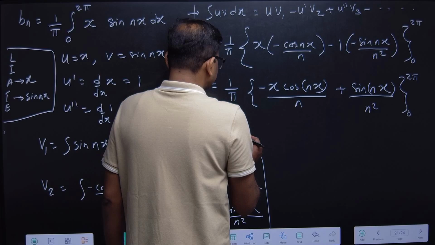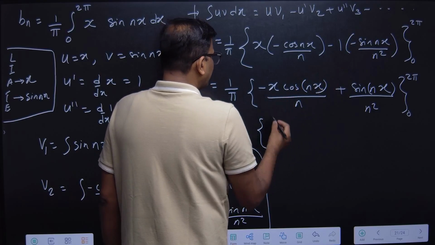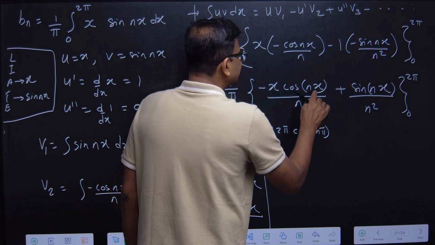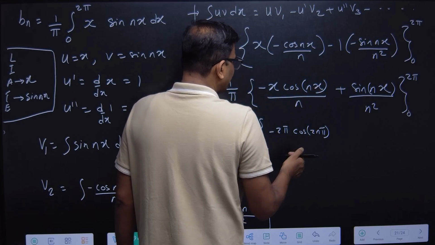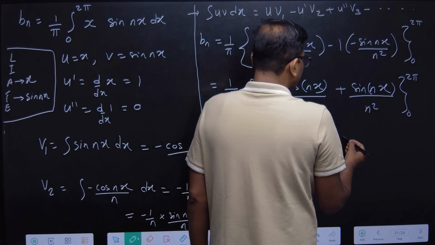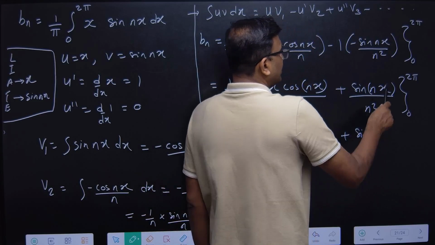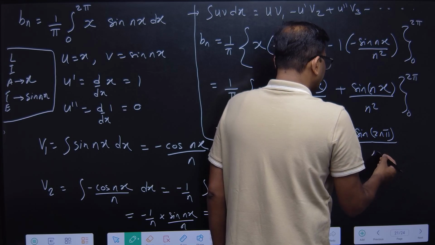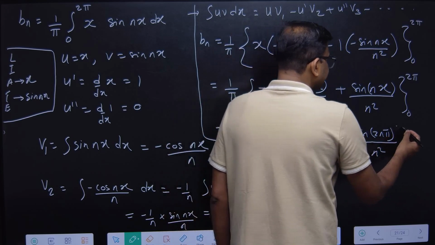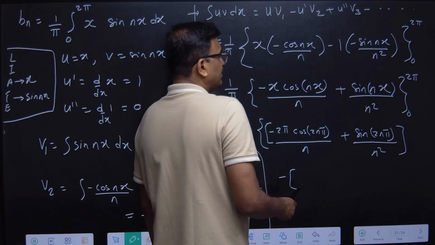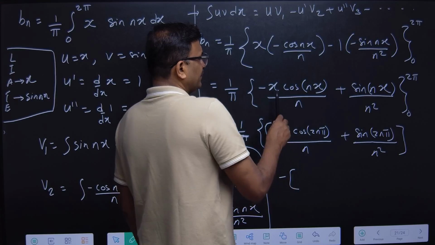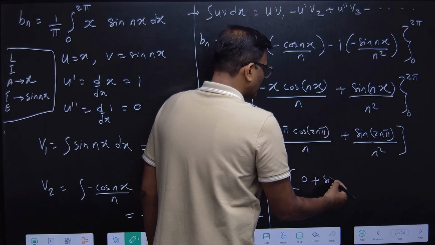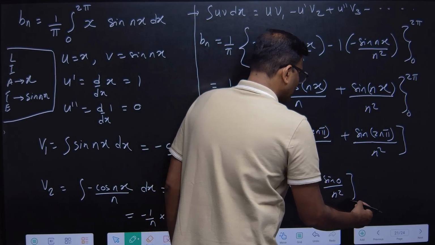So see, if you put the limits, first if you put the upper limit 2 pi, it is 2 pi into cos of 2n pi. I'm replacing x by 2 pi, so it is 2 pi into n, or 2n pi you can say, upon n plus sine of n into 2 pi, or you can write sine 2n pi. This whole term divided by n square. This is when you put the upper limit 2 pi in place of x, minus, now the lower limit 0 will put in place of x. 0 into cos 0 is going to be 0. So 0 upon n is 0, and here it will be sine of 0 upon n square, which you can also write again 0 directly.